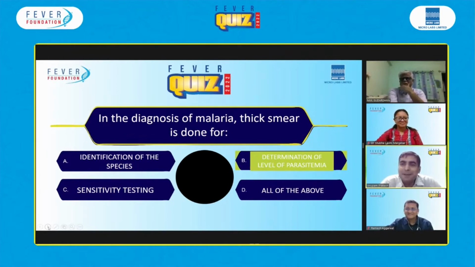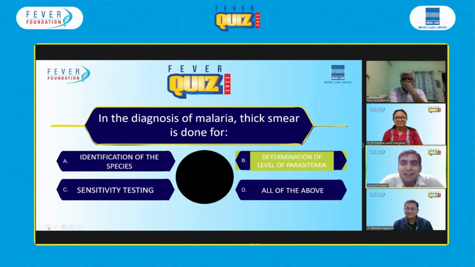Very good. So when you identify thick smear, you have a lot of blood. So you will identify easily the parasite and you will be able to see the parasite. And on a thin smear, you have less blood, so you can see the details. So identification of the species is on a thin smear, and the level of parasitemia or identifying whether a parasite exists or not is on a thick smear. So that is absolutely correct.